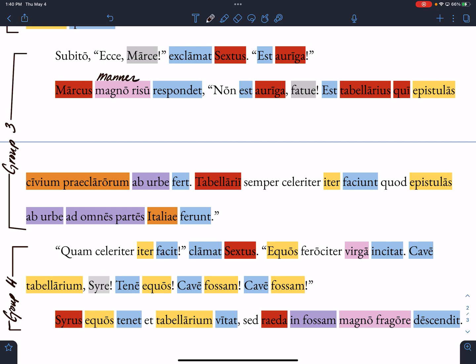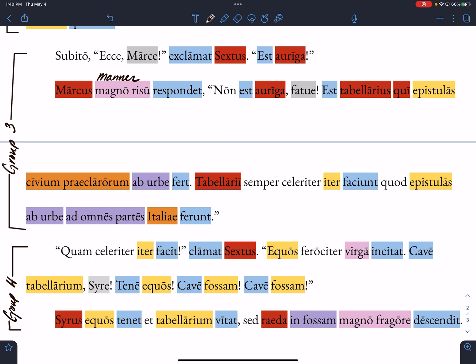Suddenly, look, Marcus, Count Sexton, in his chariot. Oh goodness. Marcus responds with a loud laugh. It is not a chariot, stupid. What is it, Precious? It is the warrior. Okay, let's, it is the courier that carries the distinguished civilian letters from the city.